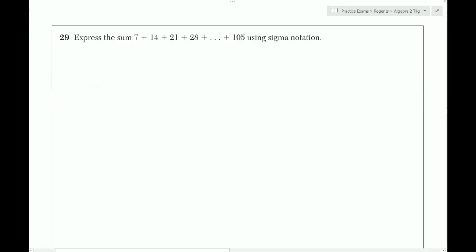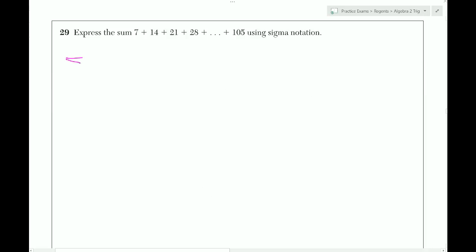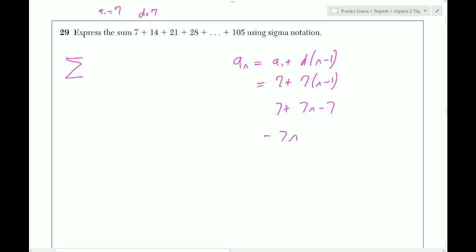Express this sum using sigma notation. Okay, so here's our sigma notation. Of course, we're going to need to see that this is an arithmetic sequence with a common difference of 7 and a first term of 7. So if we had a sub n, that would equal a1 plus d times n minus 1. So 7 plus 7 times n minus 1. And let's distribute that 7, so we get 7n minus 7. And so we end up with just 7n.